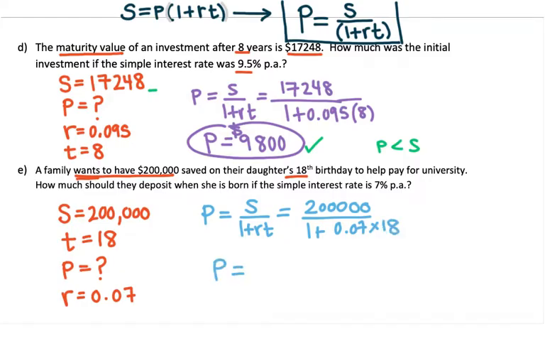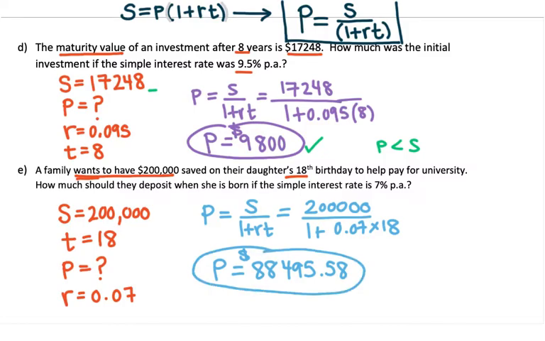And we will get an initial investment of $88,495.58. So what this means is if the family invests $88,495 when the baby's born and then doesn't touch it, leaves it alone under those conditions in the bank, when the baby turns 18, they will have $200,000 in order to pay for university.